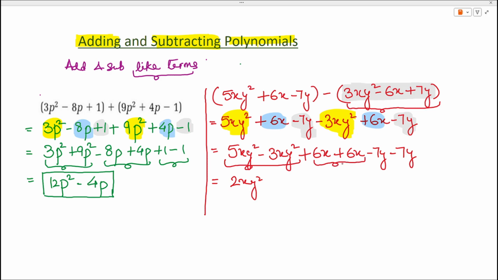When we simplify these two together, 6 plus 6 gives us just 12x. And these two together, negative 7 and negative 7, give us negative 14y. So this is the simplified expression when we subtracted these two polynomials.